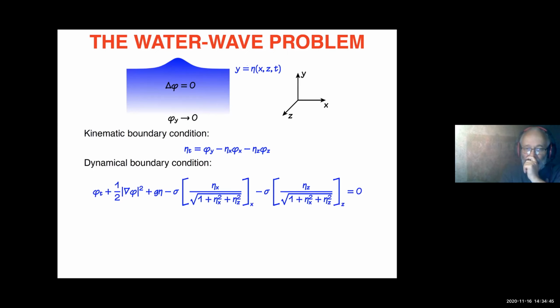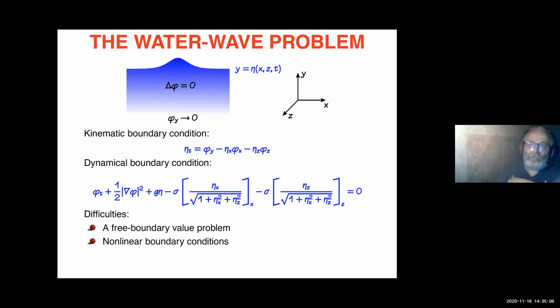Now, I've already hinted at this, but let me now say explicitly that there are two main difficulties in the water wave problem. Firstly, it is a free boundary value problem. You do not know the function eta, defining the free surface in advance. You have to find it as part of the solution. And secondly, you have these two very unpleasant nonlinear boundary conditions at the free surface.